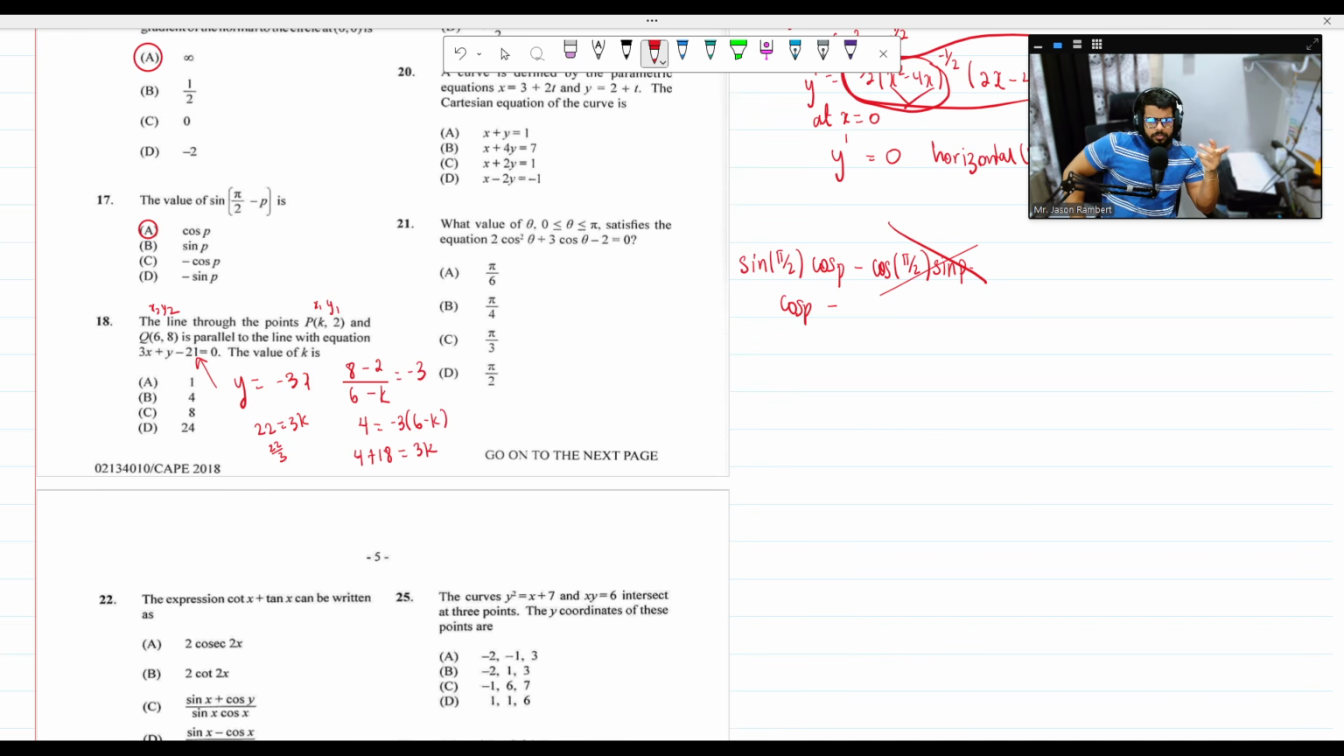Oh, yeah, y2 minus y1. So 8 minus 2 over 6 minus k is equal to minus 3, because it's parallel to the line with the equation. So when I move the 3 across, I get minus 3. So minus 6, right? So 6 threes are 18. Oh, 8 take away 2 is 6, sorry. 8 take away 2 is 6, not 4.